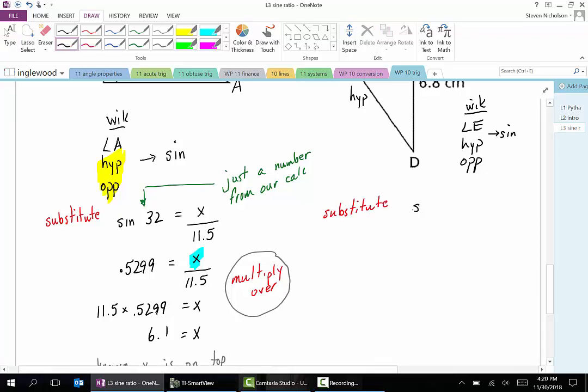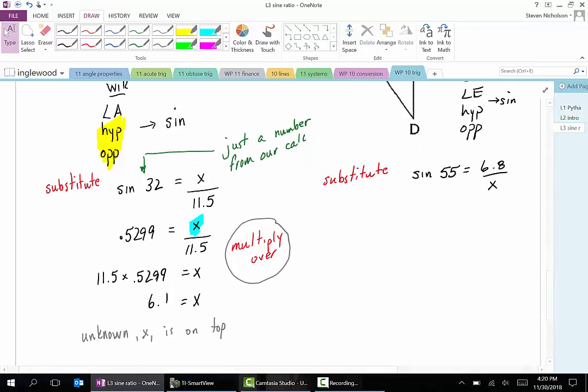So when we substitute in, we get the sine of 55 is equal to 6.8 over the hypotenuse. And I'm just going to call it x. I want you to look at these two equations and notice that they're almost the same. The only difference is in the one on the left, the x is on the top. The one on the right, the x is on the bottom. But again, we have that sine 55, so we push the button on our calculator, and I'm just going to tell you what it is. When you press sine 55, here's what you get.